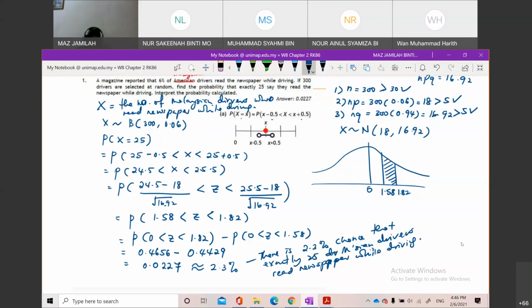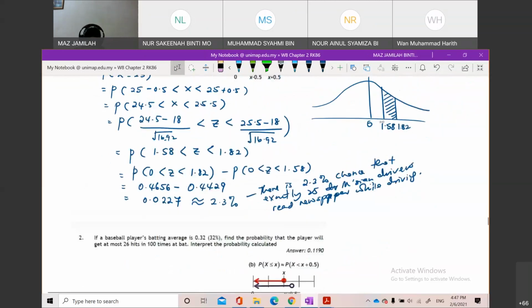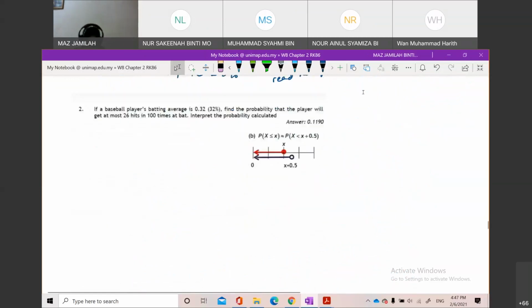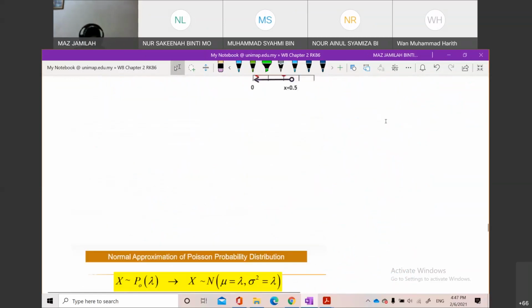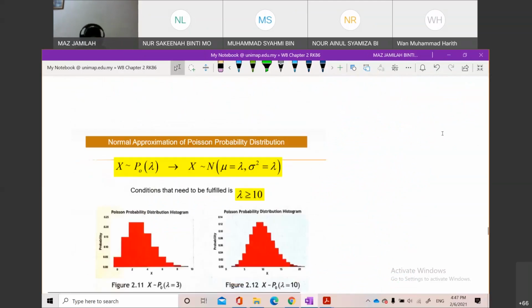Okay, so that's how we interpret the value. So very unlikely. Any questions from our class? If no questions, I want you to try this on your own. It is almost the same.